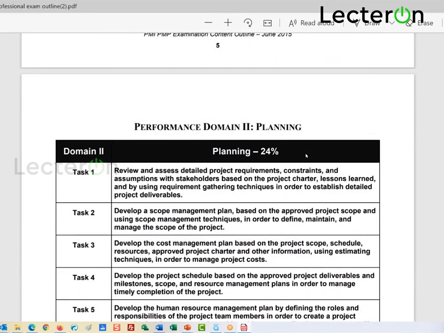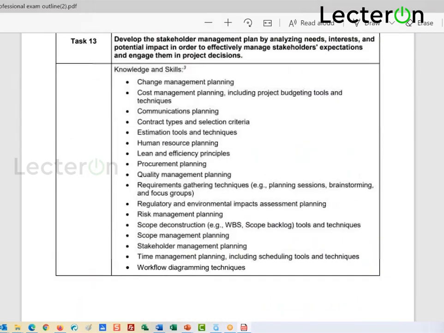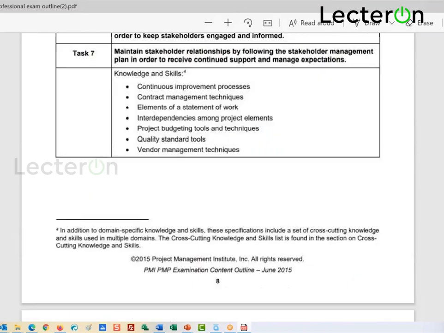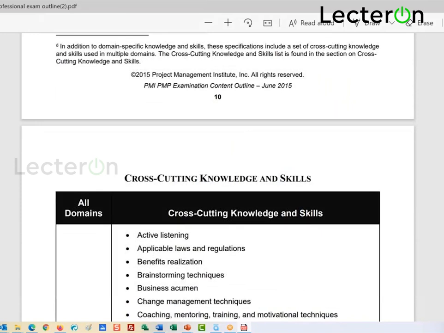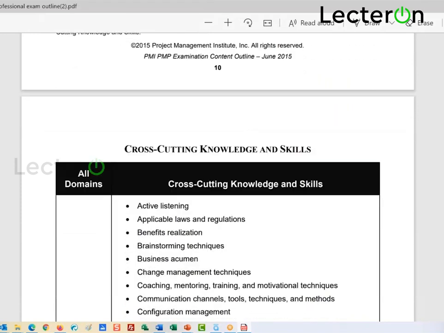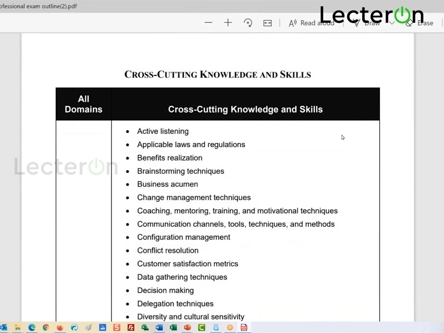And let me scoot down to these. I hate doing this while you're looking at it so you don't get car sick as I'm going through this. Okay, these are considered the cross-cutting skills. And what they mean by this is these are things that are used in multiple domains. Brainstorming techniques, business acumen. Remember, I made the comment we need to understand about the organization, what is the business they're in. Change management techniques, coaching, mentoring, training, all of these various areas that could be used in multiple domains.